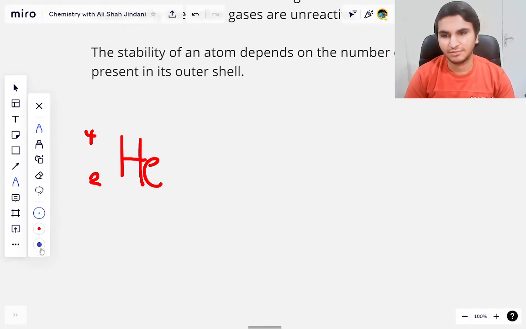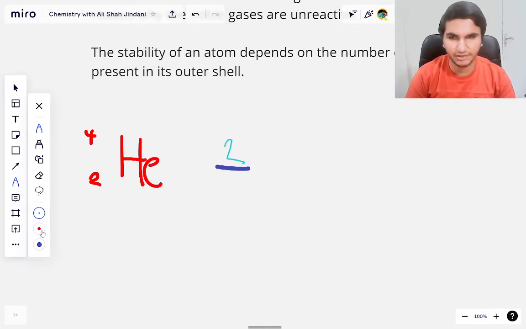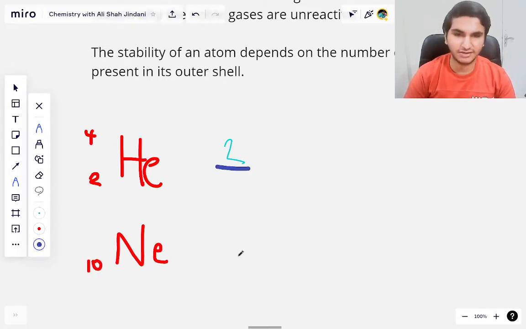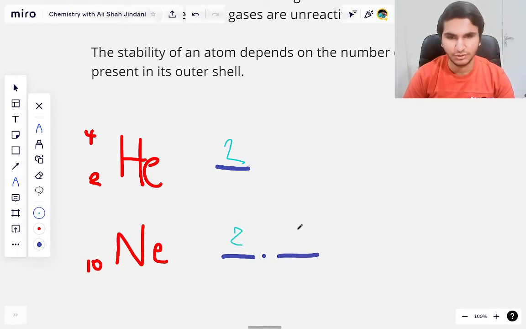So if you were to make the electronic structure of it, you know that the period number is 1 and it would be 2. If you talk about neon, right? So neon has 10 electrons. So if you were to make the electronic structure, you would take 2 dashes and you would do 2.8, right? Which means 2 in the first shell and 8 in the last shell.